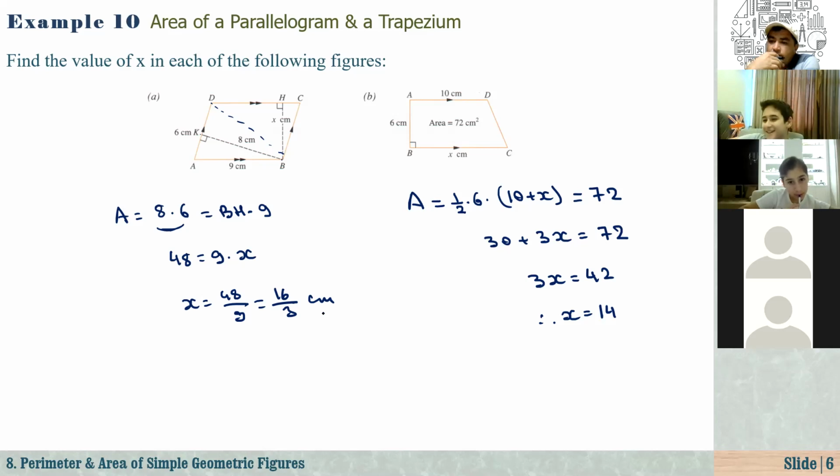Why do you need to multiply 6 by 8? Because I want to form an equation in x. Otherwise, we cannot solve this, right? We need to find x. If you multiply BK by AD, that is base times height, it gives us the area of the parallelogram. And if I use BH times DC, this product also gives us the area of the parallelogram, right? These are just two different ways.